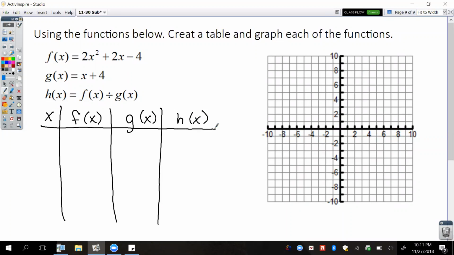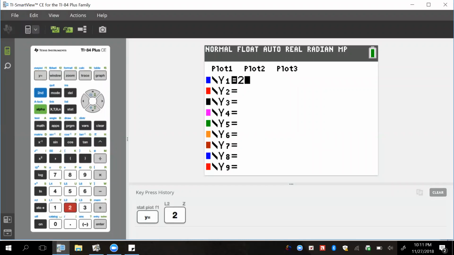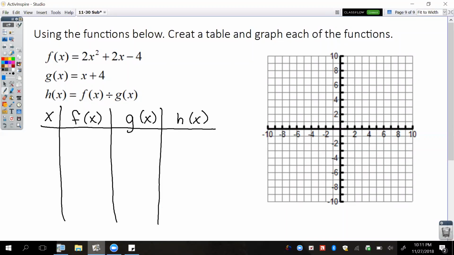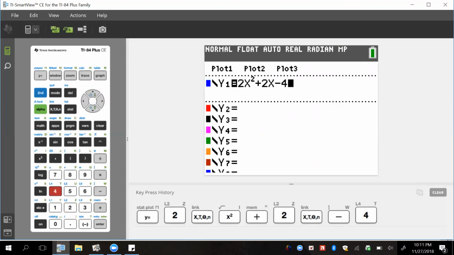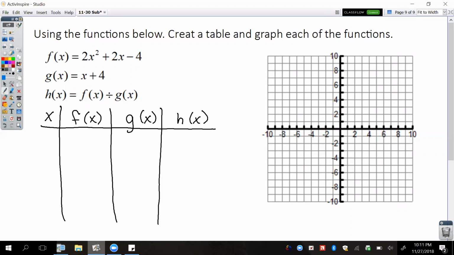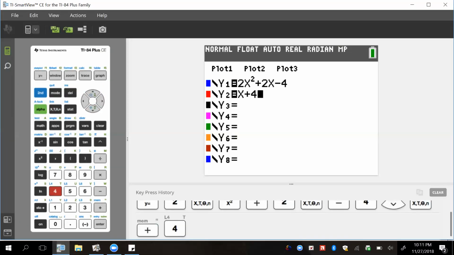So in order to create this table, I need to go plug these two functions into my calculator. So I'm going to go into y equals. I'm going to plug the first one in, which is 2x squared plus 2x minus 4. And then in my second equation, in that y2, I'm going to plug in that second one, that g of x, which is x plus 4. So then what we're going to do is we're going to go to the table.